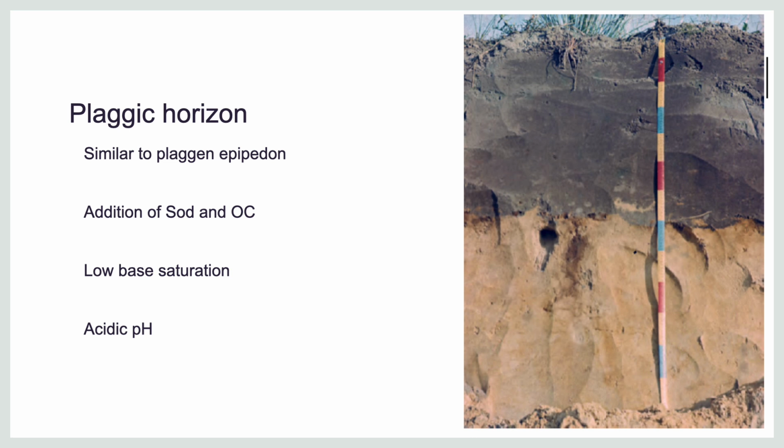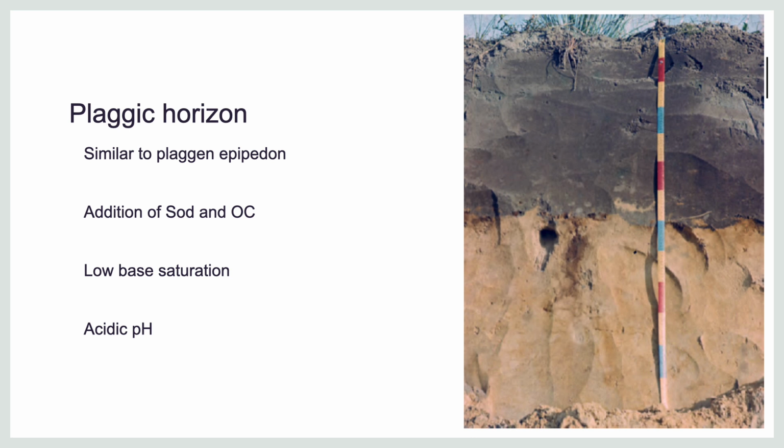We have the plaggic horizon, and the plaggic horizon is quite similar to the Plaggen pattern that we register in soil taxonomy. The plaggic pattern is a horizon formed by addition of sod and organic carbon by humans in very low fertility soils. So when people try to cultivate in some specific soils, especially podzols, spodosols, the very low fertility avoids a high productivity.